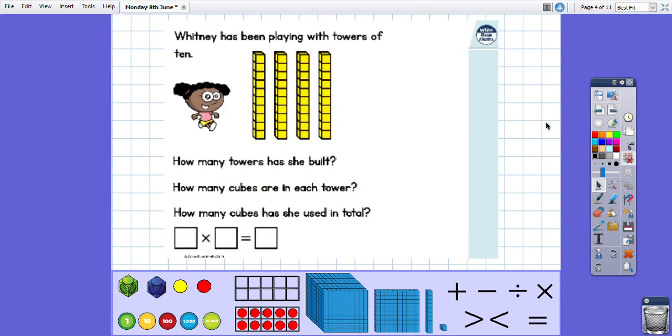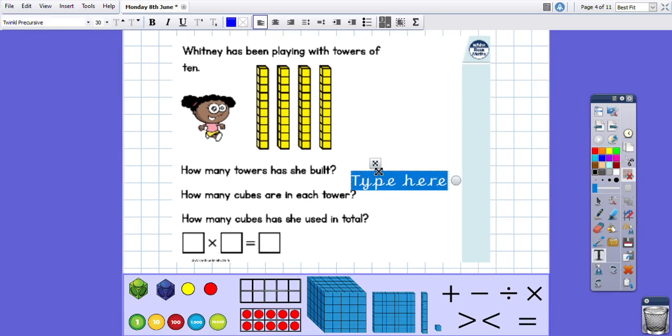Okay, so Whitney has been playing with towers of 10. How many towers has she built? How many cubes are in each tower and how many cubes has she used in total? And what multiplication can we write to show this? Now we did lots of these last week, so I'd like you to pause the video and write the answers down.